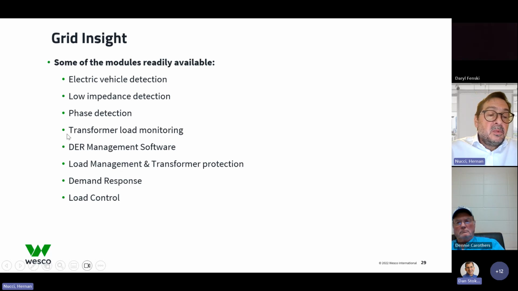Software to manage distributed energy resources, load management, transformer protection, demand response, and load control. All that can go through an AMI network today. It's a possibility, but not all utilities use that. But this is something that a modern AMI can do.